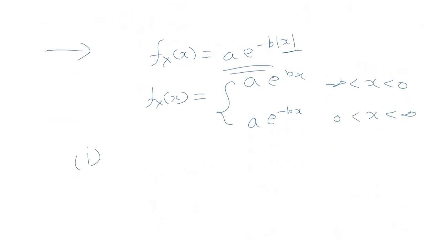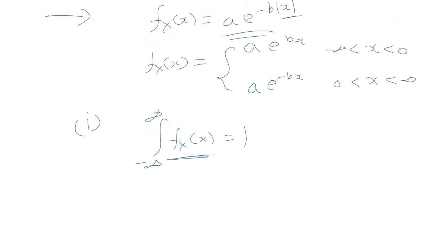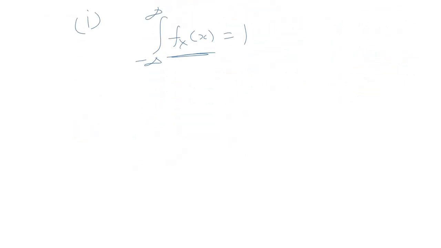Now the first part is to find out the relationship between a and b. We know the property that the integral of the PDF is unity, or the area under the PDF is unity. That is, this is equal to 1. Let us use this property. Substitute the value of the PDF for different ranges, that is minus infinity to 0 and 0 to infinity, and equate it to 1.